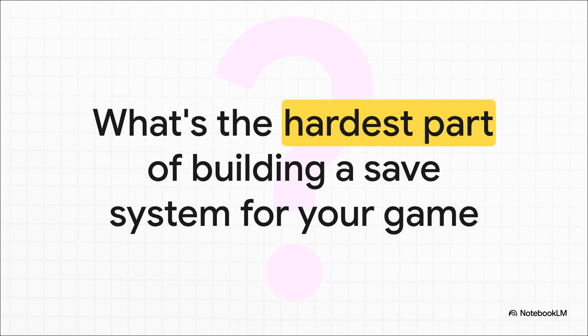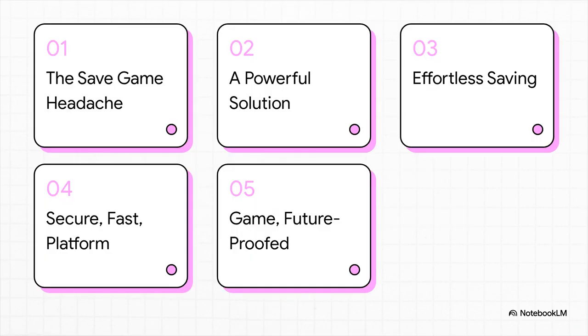So let me ask you this. What's the hardest part of building a save system? I mean, if you're a Unity dev, you've been there, right? You think, oh, this will be easy, but then, boom, the complexity just explodes. It's this universal headache that pulls you away from the fun stuff. Actually making the game.